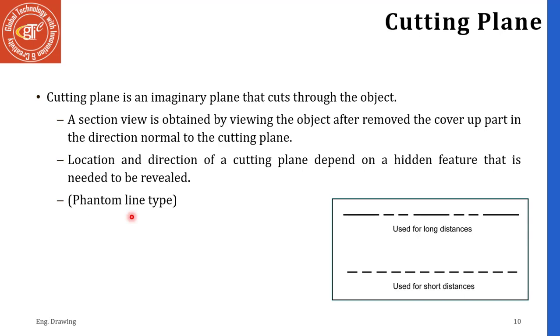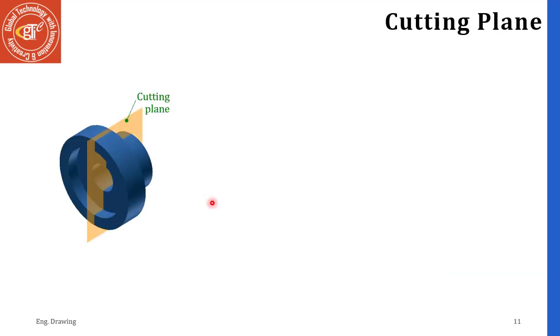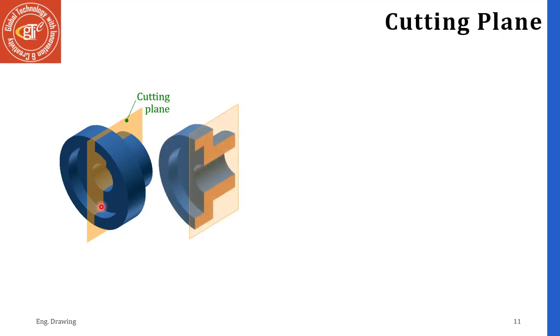The line type which is used as a cutting plane line is known as the phantom line type. These are the two phantom line types. Upper one is used for long distances and the lower one is used for short distances. Here you can see a circular part, and now we add the cutting plane at the center of the part. After adding the cutting plane, the other half of the object is removed.